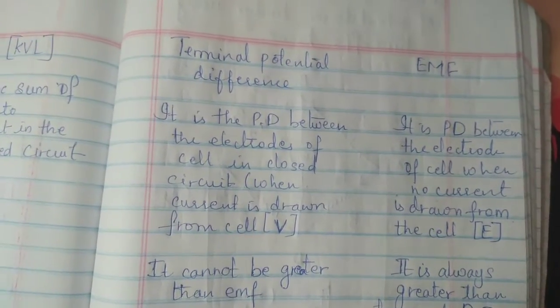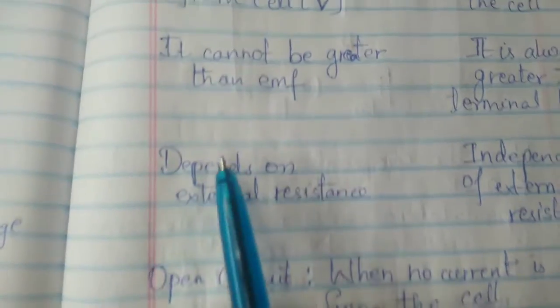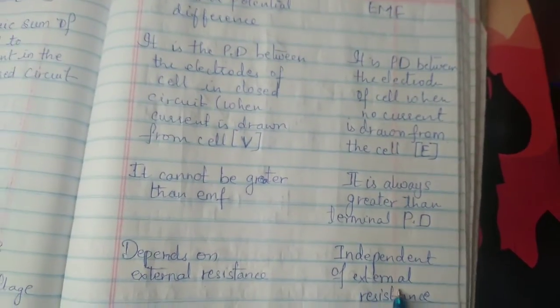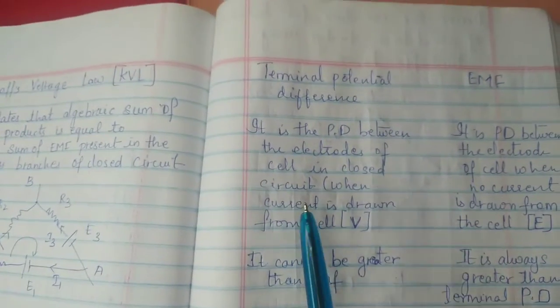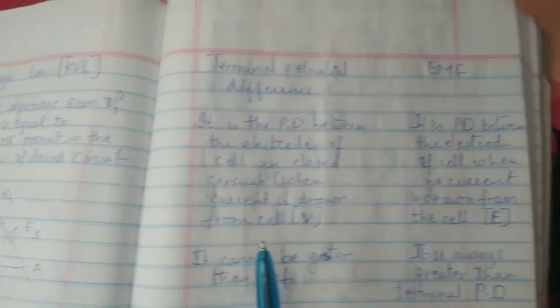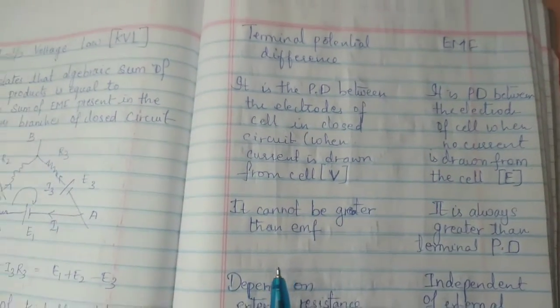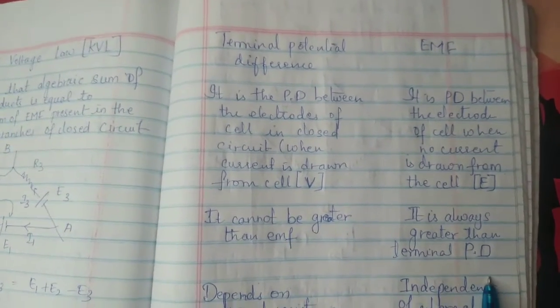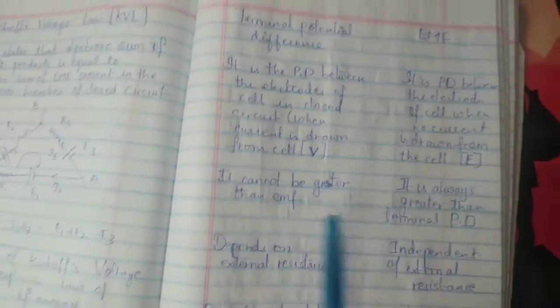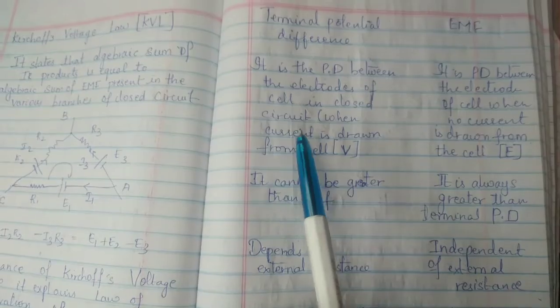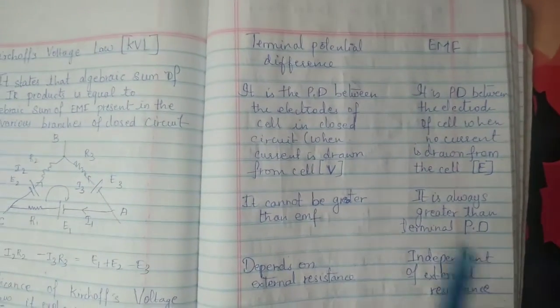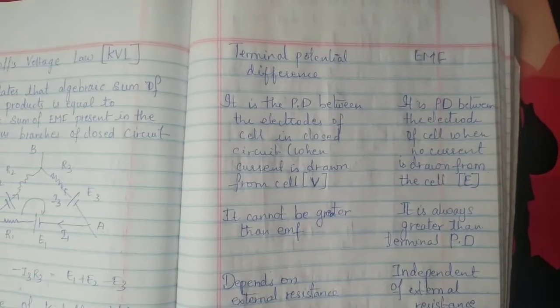And also the other point is that terminal potential difference depends on external resistance, whereas EMF is independent of external resistance. So terminal potential difference works under a closed circuit when current is drawn from the cell, whereas EMF is when no current is drawn from the cell, and terminal potential difference cannot be greater than EMF. EMF is always greater than terminal potential difference. And one more point is that it depends on external resistance and it is independent of external resistance. This is the main thing, the differences between a terminal potential difference and the EMF.